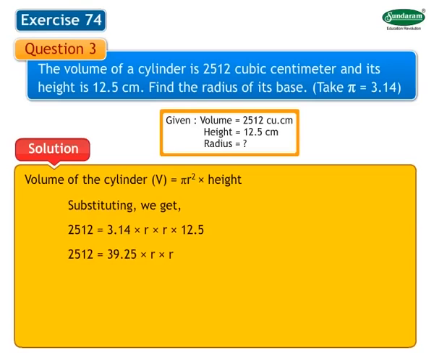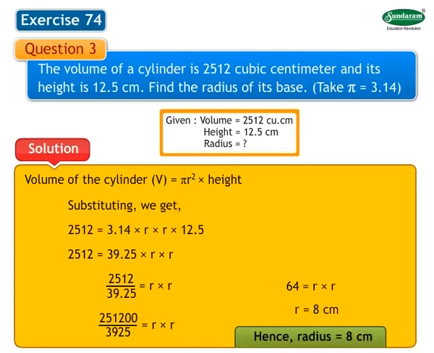The multiplication becomes division when it goes to the other side. Hence, 2512 divided by 39.25 is equal to r into r. By removing the decimal point, we get 2,51,200 divided by 3,925 is equal to r into r. When we carry out the division, we will get 64 is equal to r into r. Therefore, by taking square root, we get r is equal to 8 centimeter. Hence, radius is equal to 8 centimeter.